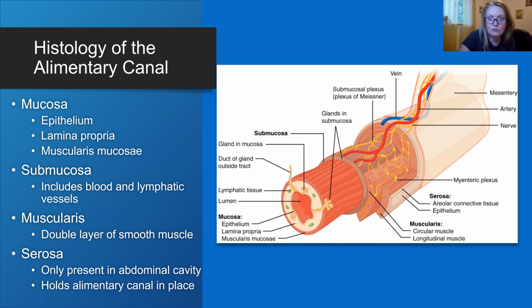And then muscularis externa, it's a double layer in most of your GI tract, with the exception of the large intestine and stomach. You will have two layers: deep circular muscles and more superficial longitudinal muscles. And then serosa, it's an outer covering, and it's also made of epithelium and areolar connective tissue, but it's only present in the abdominal cavity, and it holds the alimentary canal in place. So again, mucosa, submucosa, muscularis externa, and serosa.